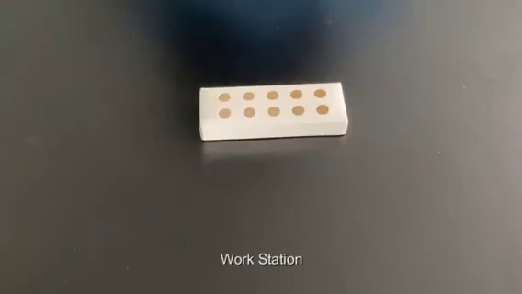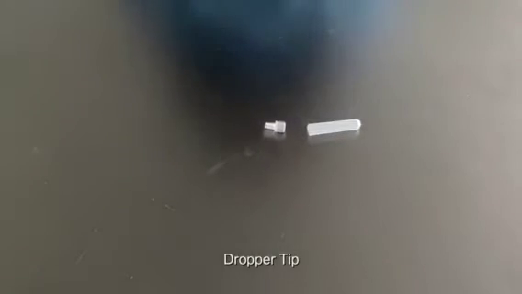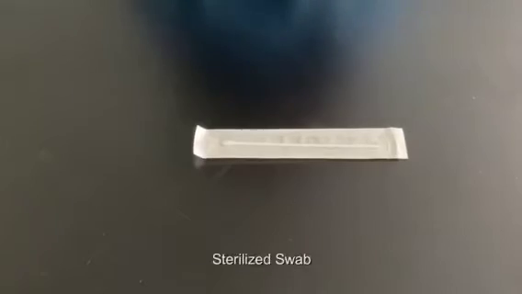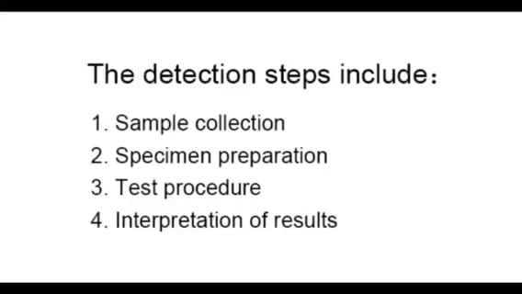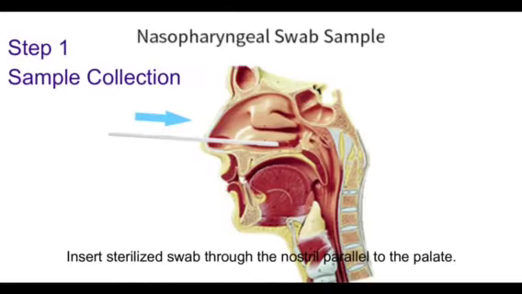Materials: test cassette, workstation, extraction tube, dropper tip, extraction reagent, sterilized swab. The detection steps include: insert the sterilized swab through the nostril parallel to the palate.